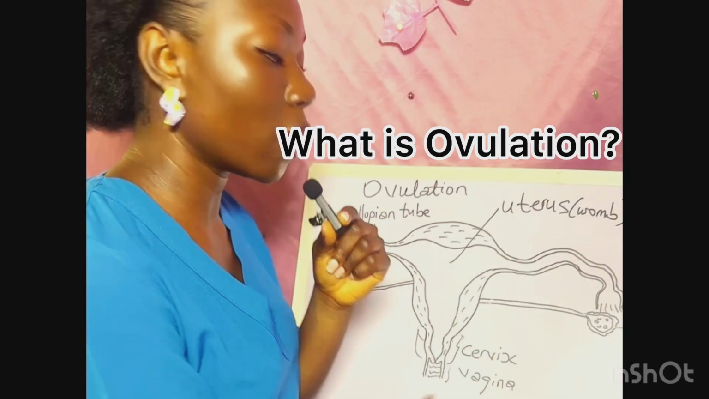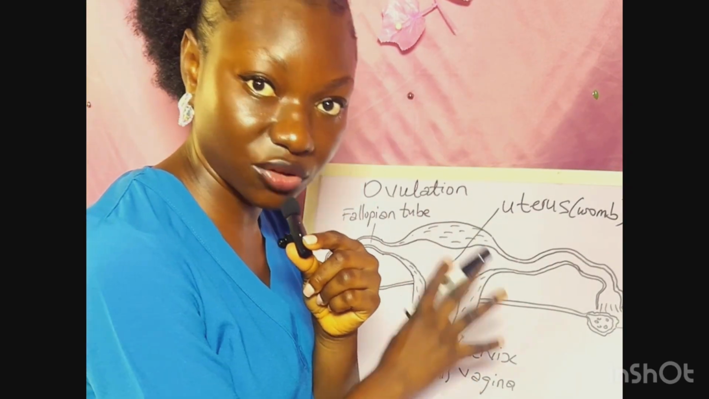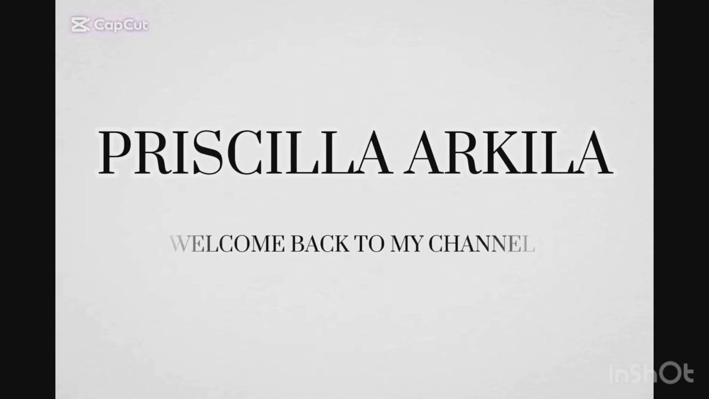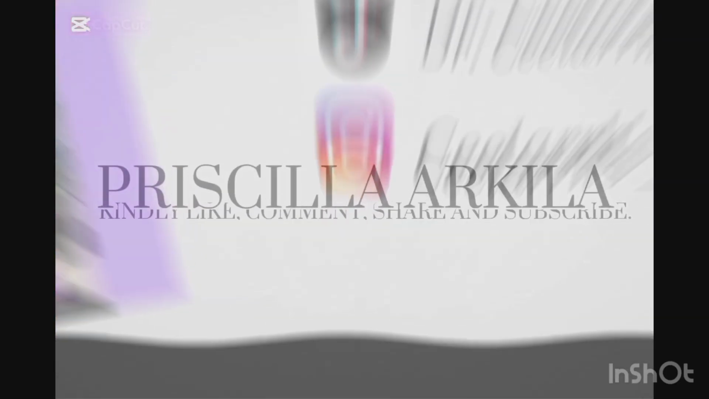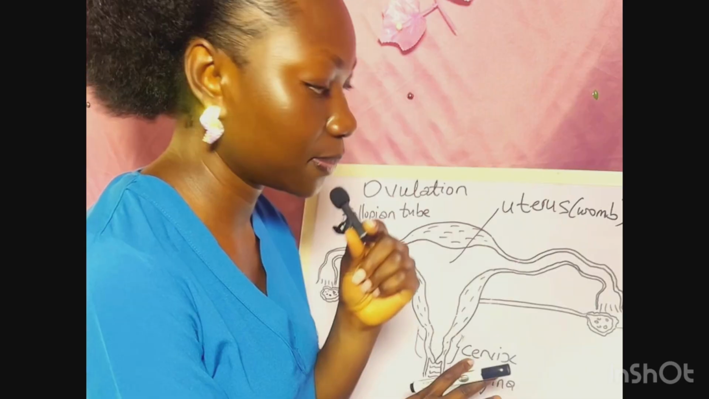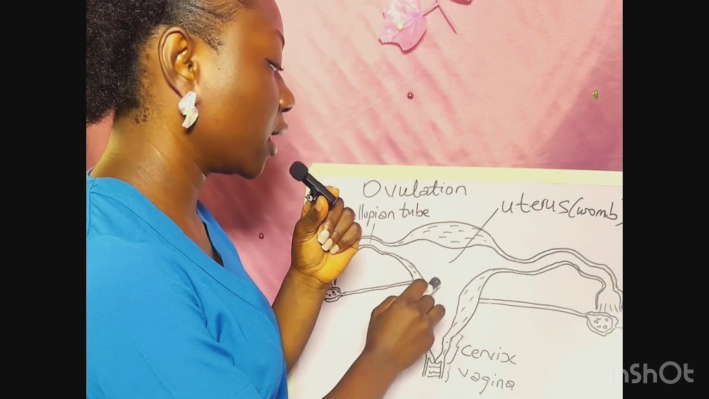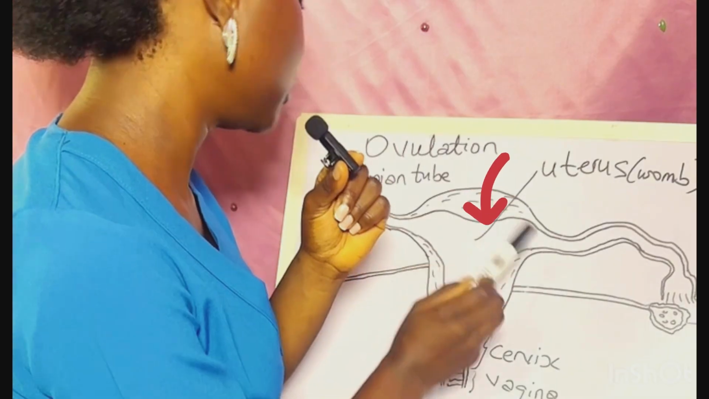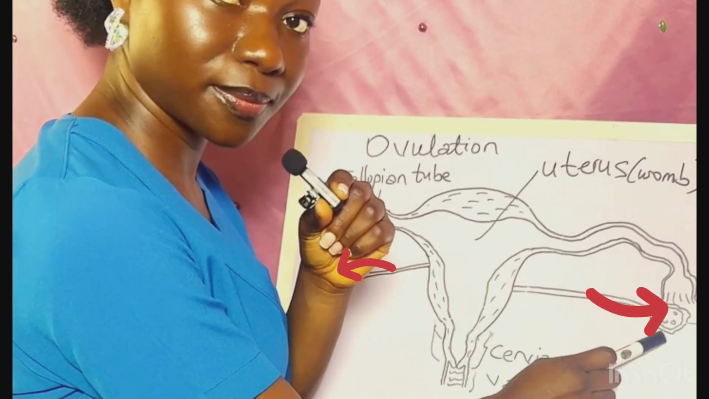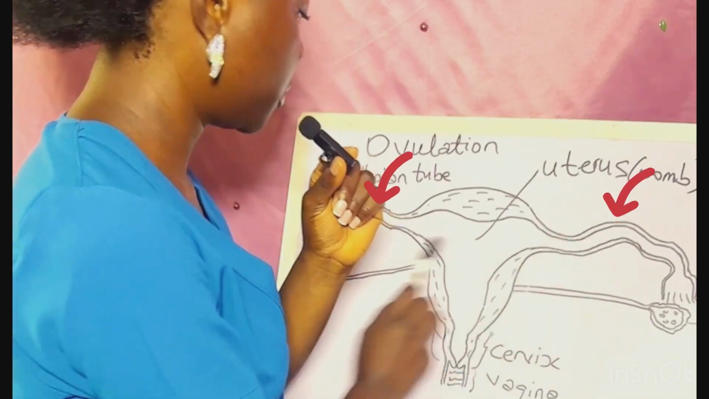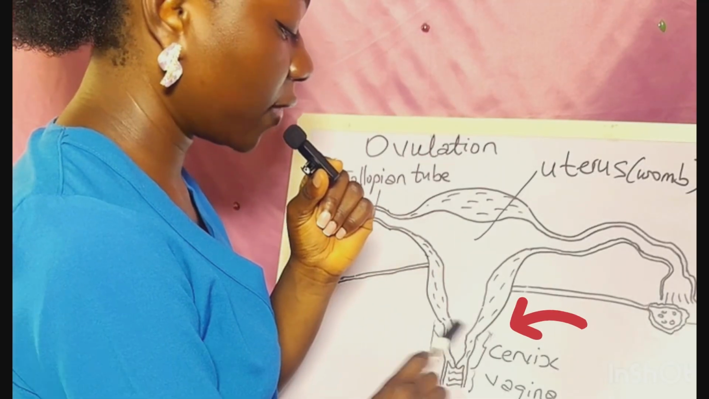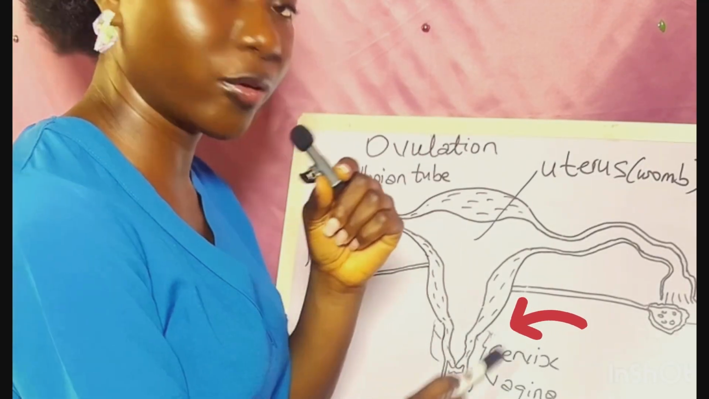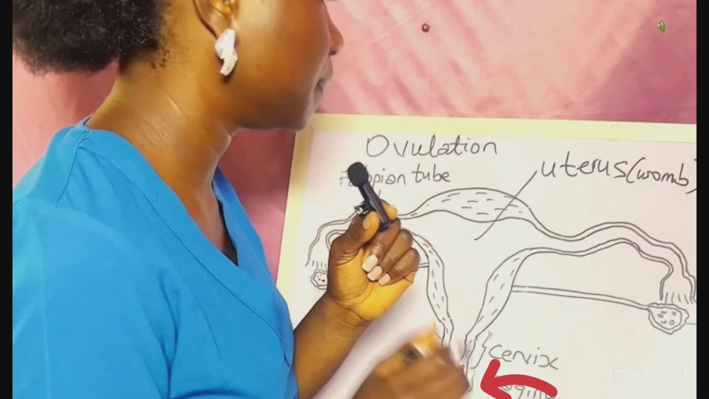This is a diagram of the female reproductive tract. And this is showing the uterus, which is the womb, showing the ovaries, the fallopian tubes, the cervix, that's the neck of the womb, and the vagina.